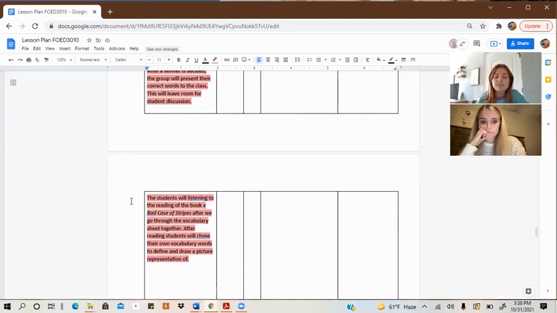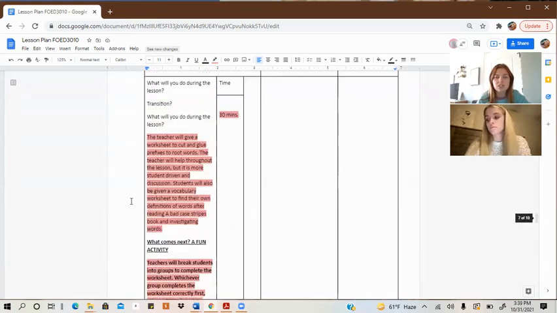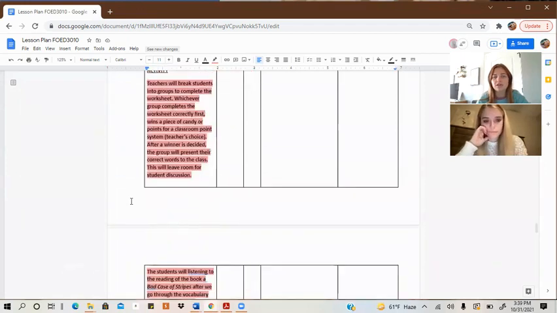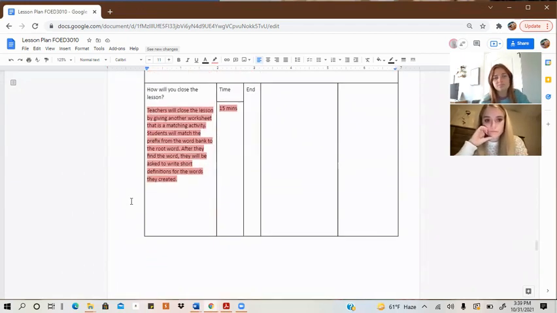Another activity is that the students will be listening to the reading of the book, A Bad Case of Stripes, after we go through the vocabulary worksheet together, and then the students will choose their own vocabulary words to define and draw a picture representation of, and that'll take about 30 to 45 minutes.